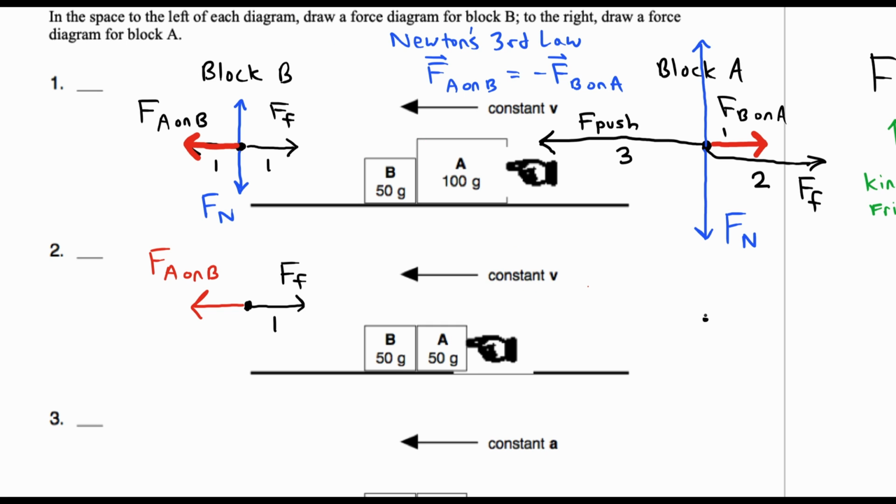One thing that's different here, though, for A is the friction is not going to be as large. So we might have this. And now the person doesn't have to push as hard because they don't have to overcome as much friction as before. They could push with a size of 2 here. That looks good.